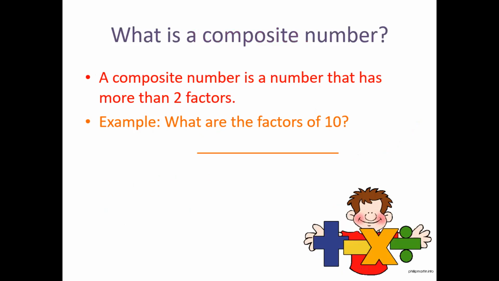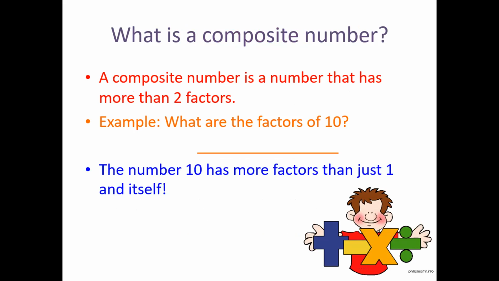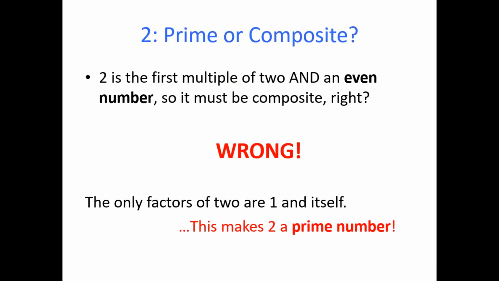So what are composite numbers? Composite numbers are numbers that have more than two factors. There are multiple ways to multiply and get that number. So let's look at the factors of 10. We know 1 times 10 equals 10. That's two factors. There's another way to use multiplication to get 10. Yes, 2 times 5 gives me 10. So that's four factors of 10. So 10 is composite, which means there are more than two factors.